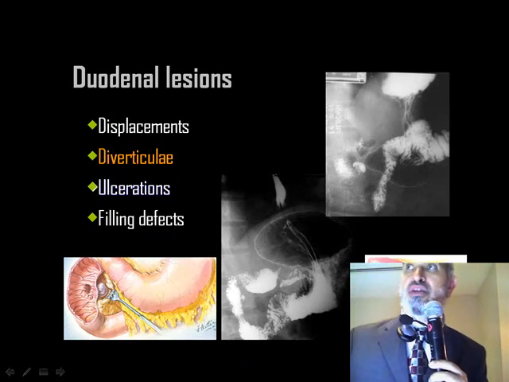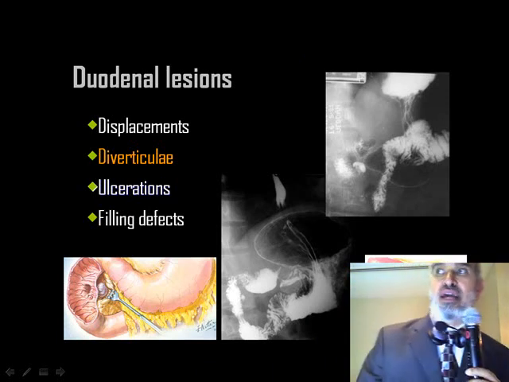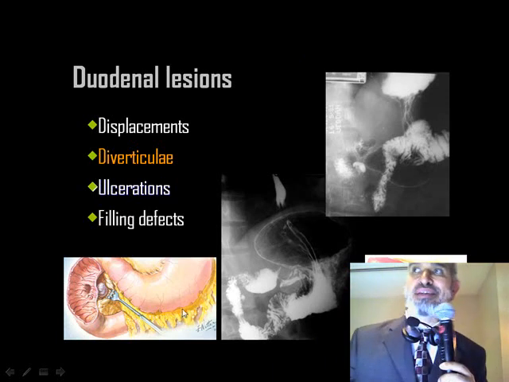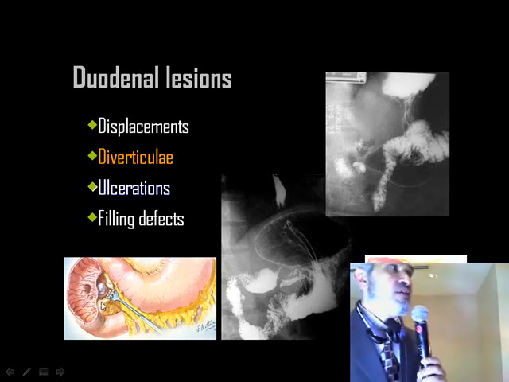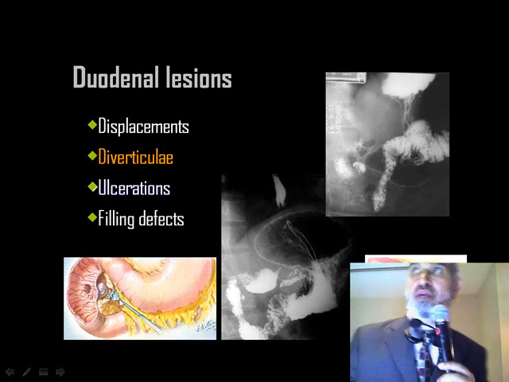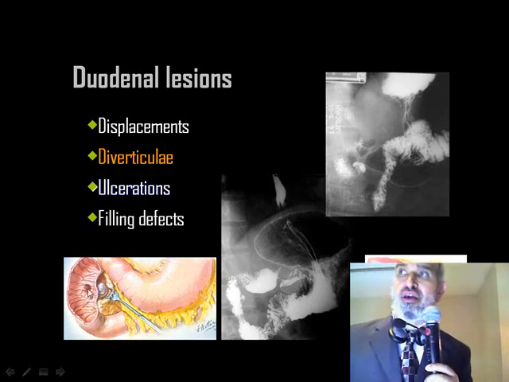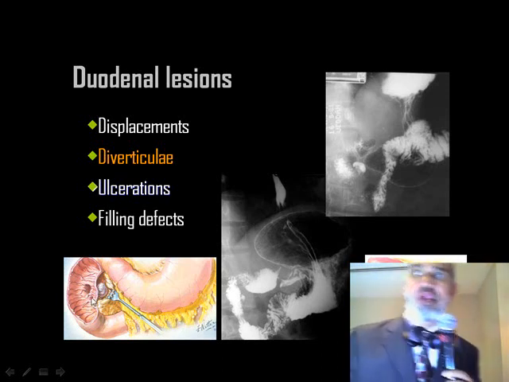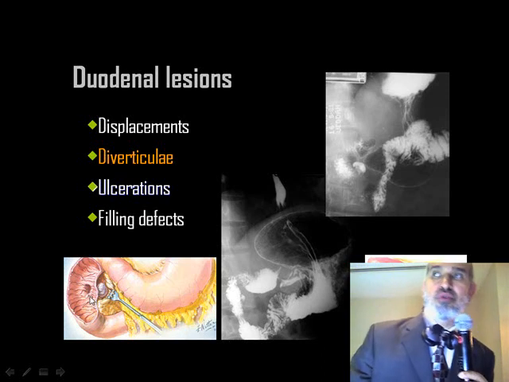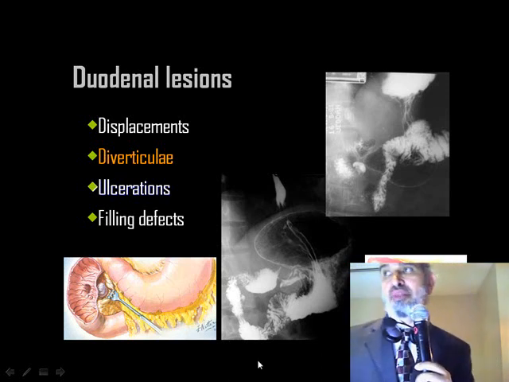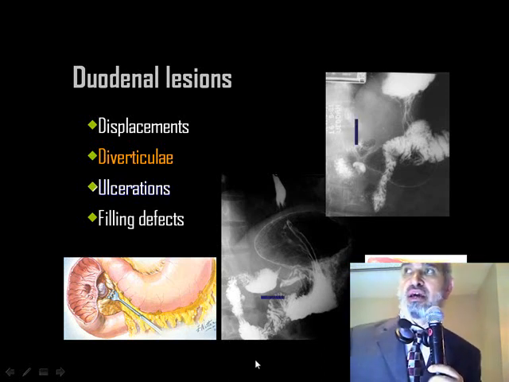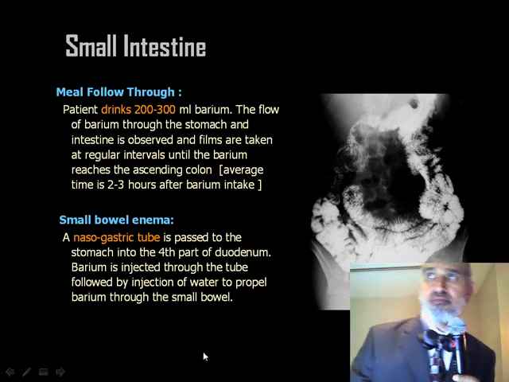And duodenal diverticula are also common, and they are symptomless unless they are near to the ampulla of Vater, and they are common in the second part of the duodenum. And if they disturb the biliary drainage through disturbance of the ampulla of Vater, the patient may get biliary complications.